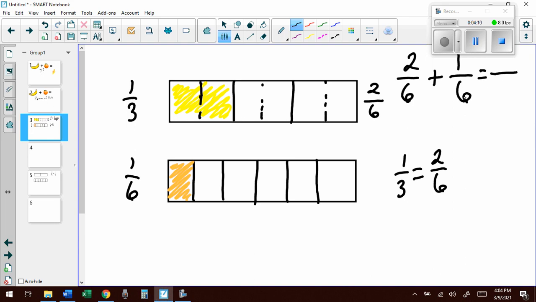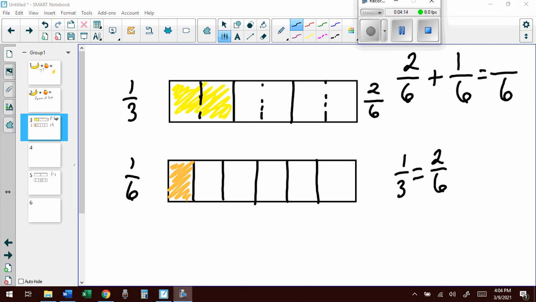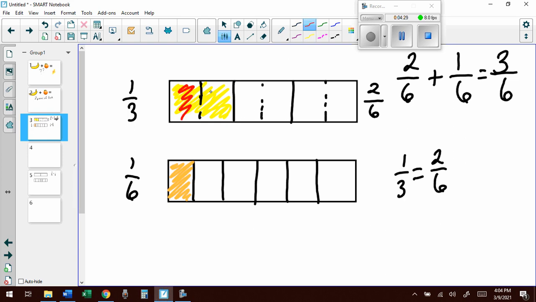Now we find that they have like denominators. So 6, 6, and our denominator of 6. And we look at the numerators. 2 plus 1 equals 3. Looking down here, we made them all 6, so we can just count the shaded regions. 1, 2, 3. 3/6.